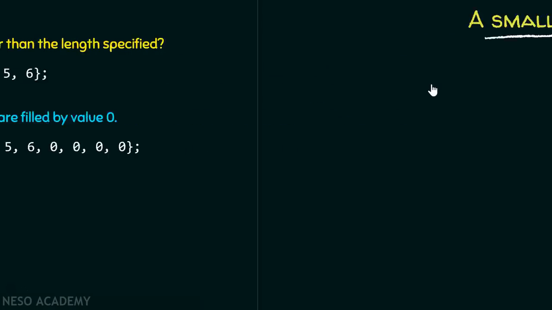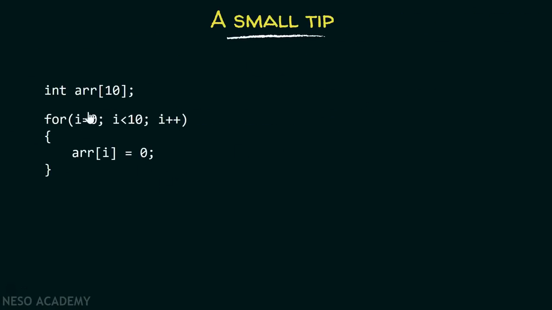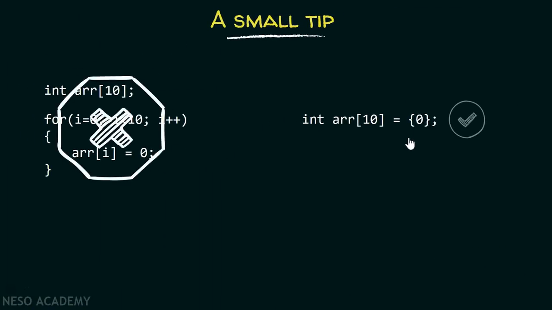Now let me give you a small tip. Instead of writing in this way, you can also write this. Here I am entering value 0 one by one from index 0 to 9. Instead of writing this whole code, you can simply write this line. Both are exactly the same. As we know, whenever we are entering the elements lesser than the length specified, automatically the rest of the locations are filled by value 0. Here I am specifying just one value 0. Rest of the entries will automatically get filled by 0. So this is an advantage. This is not a preferred method, but this one is preferred.